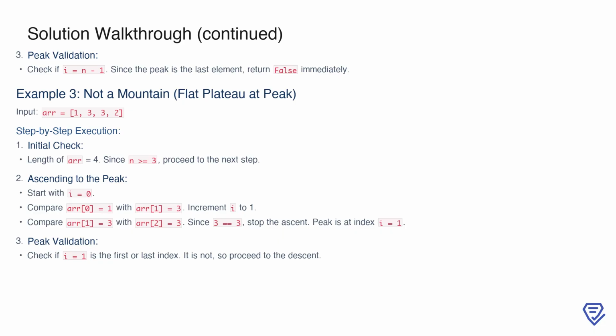For the ascent, we start at index 0 and compare ARR[0], which is 1, with ARR[1], which is 3. Since 1 is less than 3, we increment i to 1. We then compare ARR[1], which is 3, with ARR[2], which is also 3. Here, 3 is equal to 3, so the ascent stops, and we identify the peak at index 1. Moving on to peak validation, we check if i equals 1 is the first or last index. Since it is neither, we proceed to check the descent.